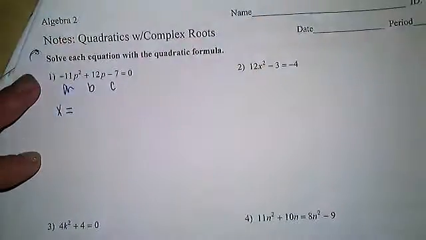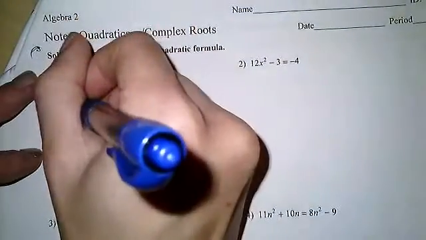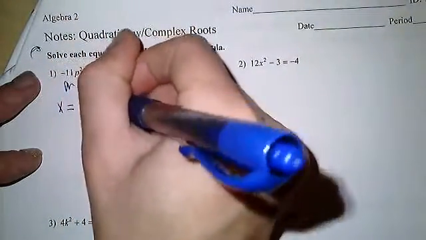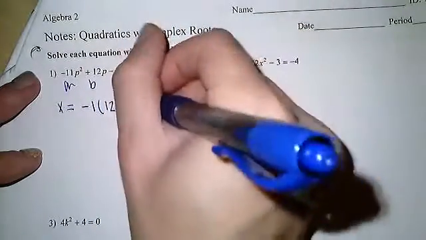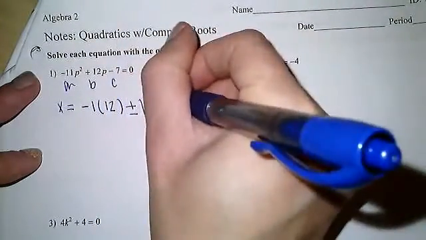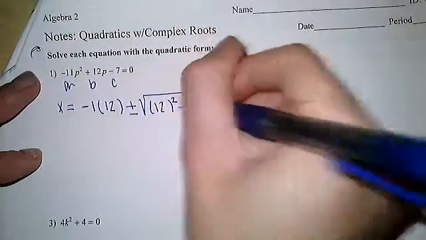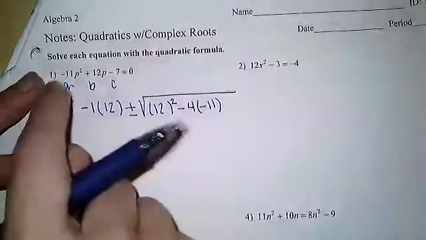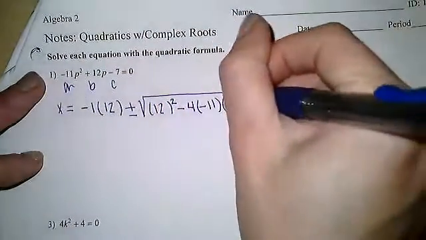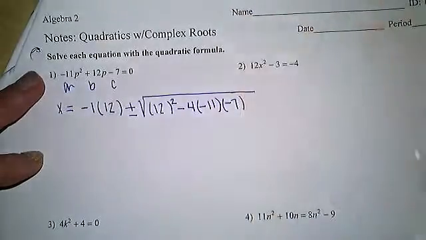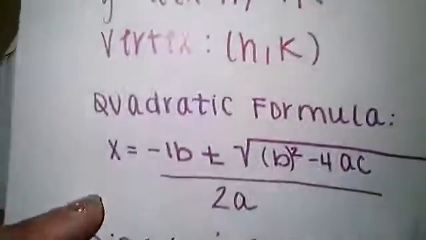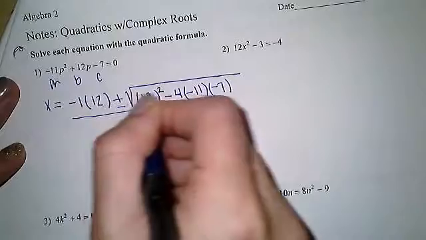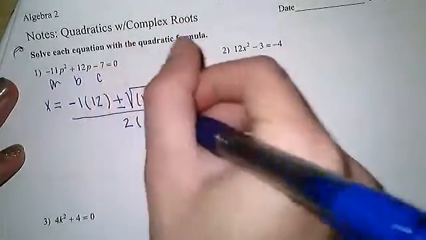So x equals negative 1b, so negative 1 times 12, plus or minus the square root of b squared, 12 squared, minus 4 times negative 11, or a, times c, negative 7. So making sure we're using our formula and we plug that in right. We also want to put it all over 2a. So that goes all over 2a.